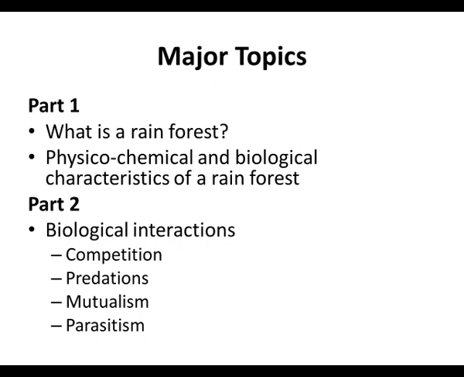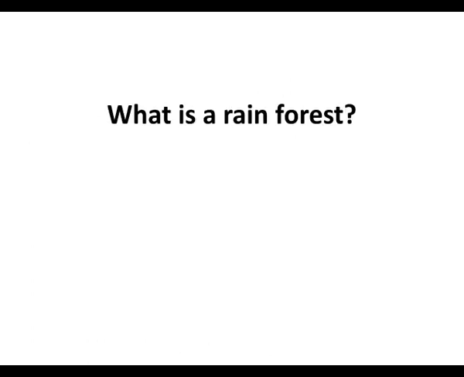With part 2, we will focus on biological interactions, competition, predation, mutualism, and parasitism. And we will discuss a bunch of examples, including some rainforest examples. Okay, so first of all, what is a rainforest?